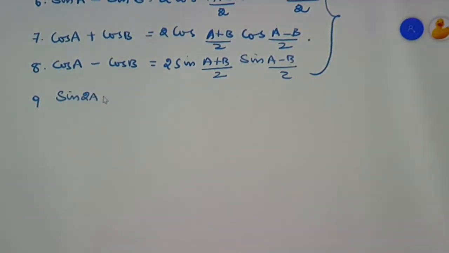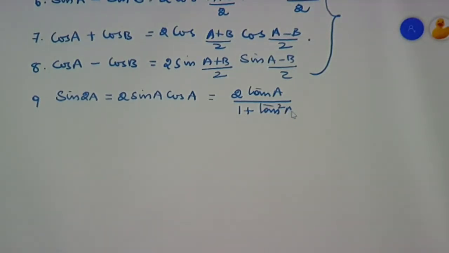What is the expression for sin 2A? Sin 2A, we can write like this: 2 sin A cos A. There is another method of writing this also in terms of tan: 2 tan A divided by 1 plus tan square A.